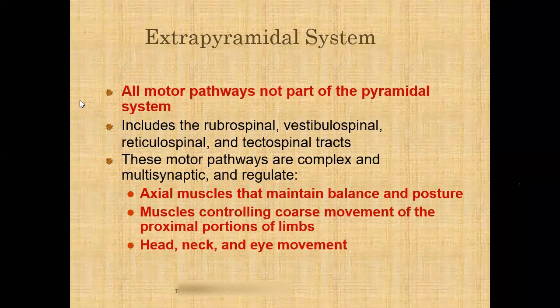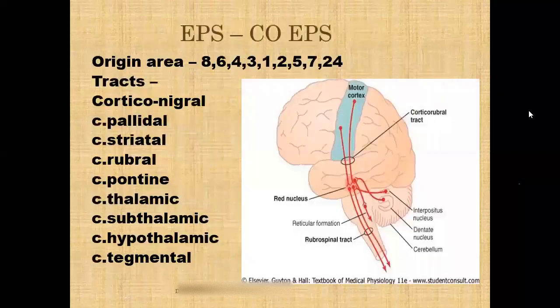So these motor pathways, unlike the pyramidal system, are more complex, multisynaptic, and largely responsible for muscular activity, gross muscular activity. So here, axial muscles that maintain balance and posture. Axial muscles are muscles of the center of the body, which form the axis of the body. The muscles of the limbs, the muscles of the trunk. Muscles controlling coarse movement of proximal portions of limbs. The head, neck, and eye movement. So we can see they are very, very important part of the motor execution system in our body.